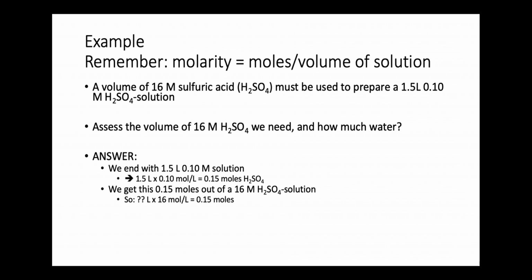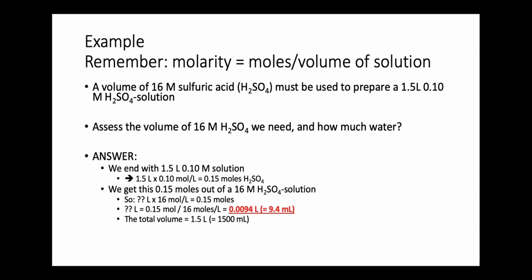So now again, I can find out what is my volume of my 16 M solution I need. So an unknown volume times 16 moles per liter is 0.15 moles. So 0.15 divided by 16 moles per liter gives me 0.0094 liters. It's only 9.4 milliliters, since 1 liter is 1,000 milliliters. So I only need a little bit of my concentrated H2SO4.